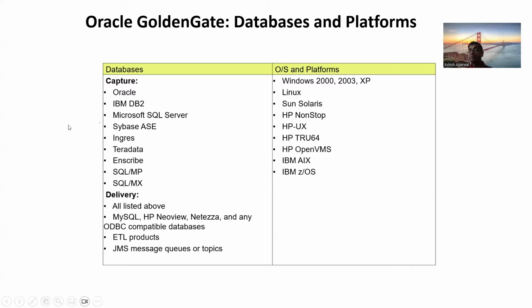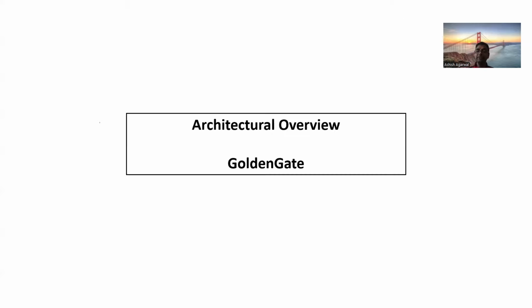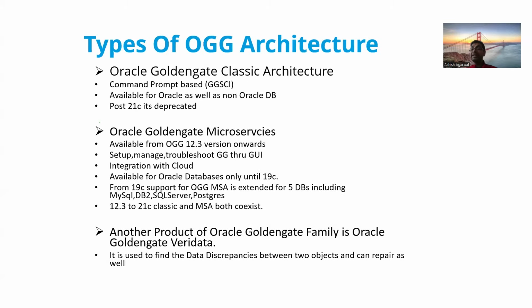GoldenGate supports much more than that, and these platforms like Oracle, IBM DB2, SQL Server, Sybase, Ingres, Teradata, NonStop. Initially, when GoldenGate was developed, it was developed for ATM systems, which use the NonStop database, initially in 1995. Then SQL, MySQL. It supports different platforms like Windows, Linux, Sun Solaris, HP, different flavors, IBM, different flavors. Okay. So now let us discuss the different architectures of Oracle GoldenGate.